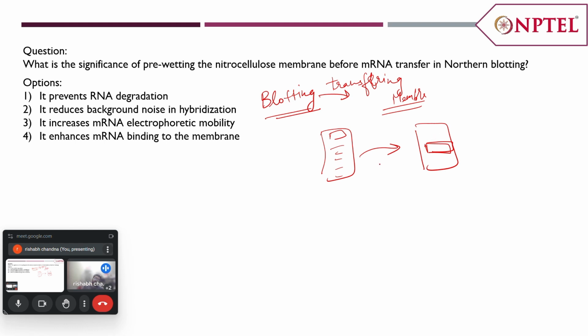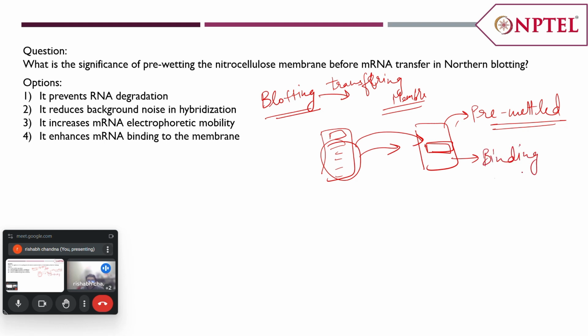Now if this blotting sheet or the nitrocellulose membrane is pre-wetted, why is it pre-wetted? So that the RNA that we are talking about basically moves to the nitrocellulose membrane, and it increases the binding of the RNA to the membrane. That is what happens, because this is a capillary action based method.